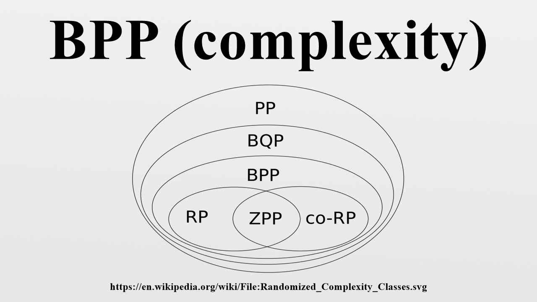The relationship between BPP and NP is unknown. It is not known whether BPP is a subset of NP, NP is a subset of BPP, or neither. It is known that RP is a subset of BPP, and BPP is a subset of PP. It is not known whether those two are strict subsets, since we don't even know if P is a strict subset of PSPACE.